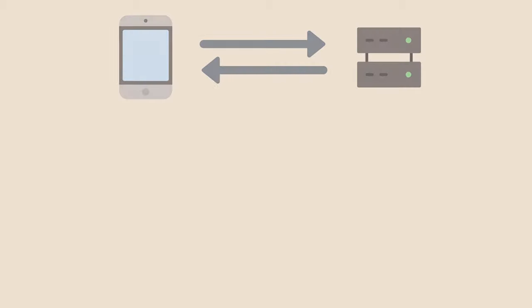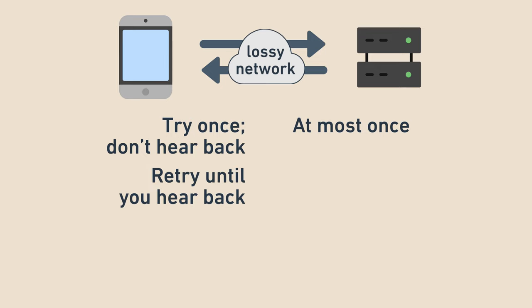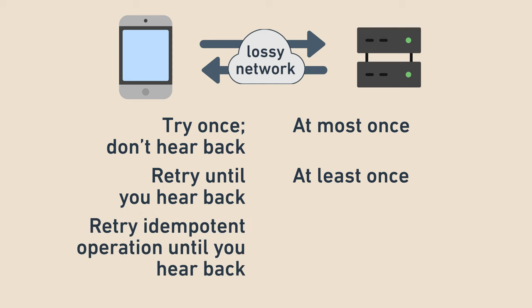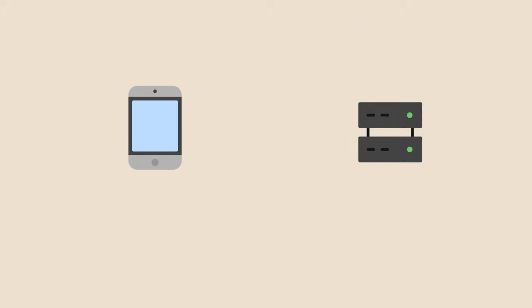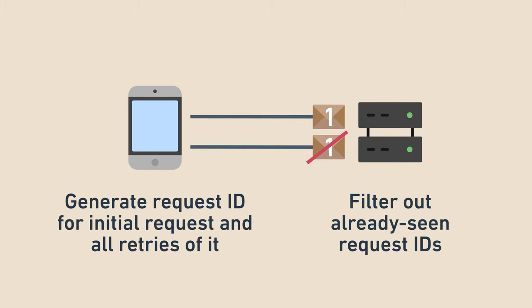To sum up, it's tricky to perform an operation exactly once, especially when network failures are in the way between an app and a server. If you try once and don't hear back, you don't know if it actually went through or not, and thus you have an at most once situation. If you retry until you do hear back, it will go through eventually, but there might be duplicates, which is at least once. Conveniently, an idempotent operation is one where applying it multiple times is the same as applying it once. Therefore, if we retry an idempotent operation until we hear back, it will take effect exactly once. And to convert a non-idempotent operation into an idempotent operation, generate a request ID on the app side, attach it to the initial request and all retries of that request, and on the server side, use it to filter out duplicates so the request takes effect only once.